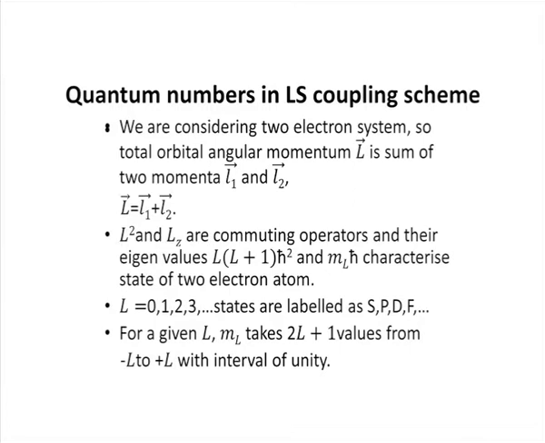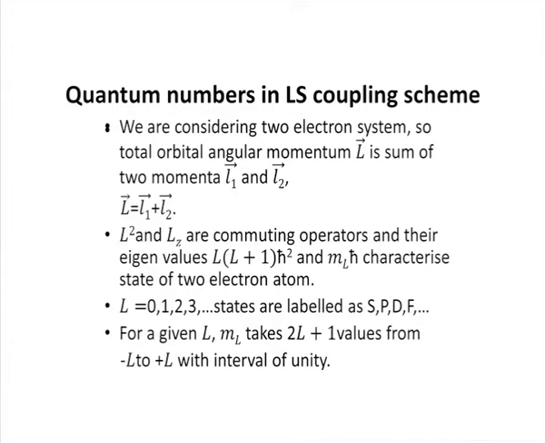Now, you mark the difference. Here we are denoting by capital L, earlier we denoted by small l, because now we have two electron system and earlier we denoted states by small s, small p, small d. Here we have capital S, capital P, capital D. So, for a given capital L, ML takes all 2L plus 1 values from minus L to plus L with the interval of unity as we did before.